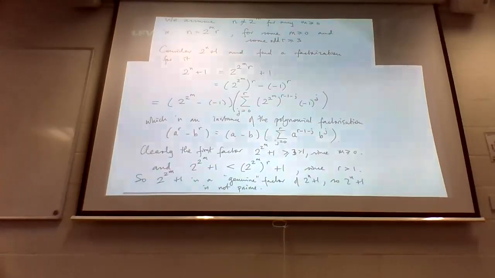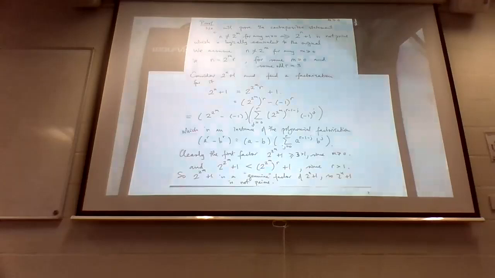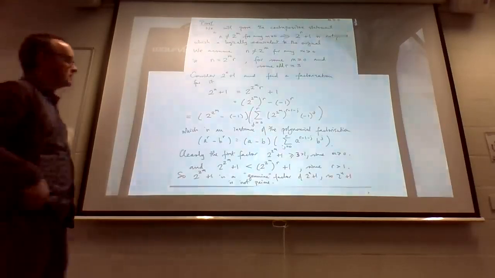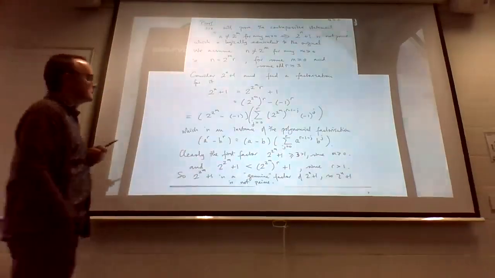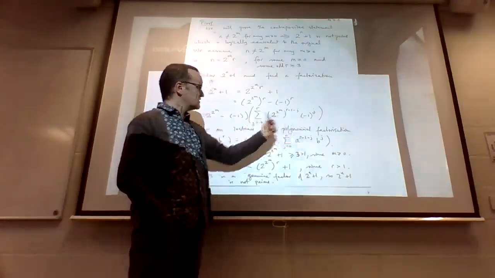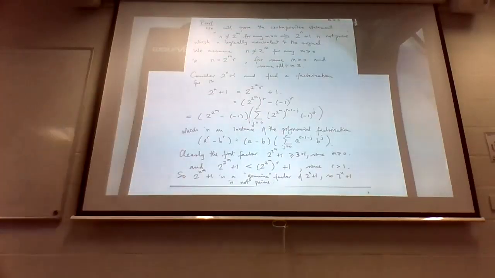If n was not a power of 2, then 2 to the n plus 1 is not prime. It can't be prime because it factorizes like this. These are certainly integers. Everything here is integers, and the first factor is non-trivial. Yeah, so it's 5 marks going for that. So something equivalent to that, I think, would get 5 marks.